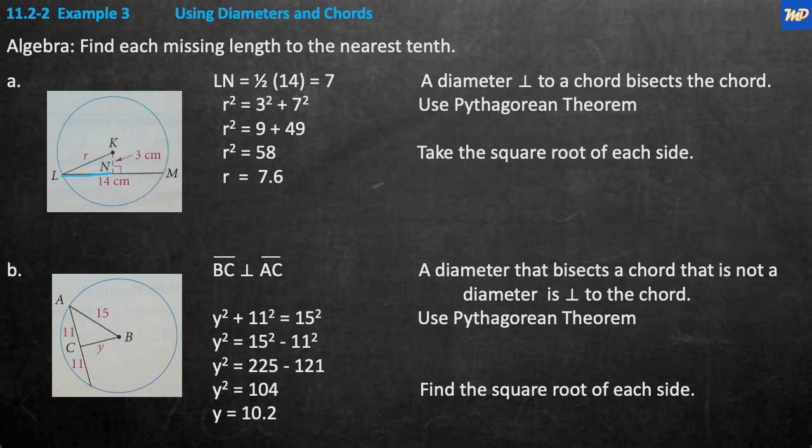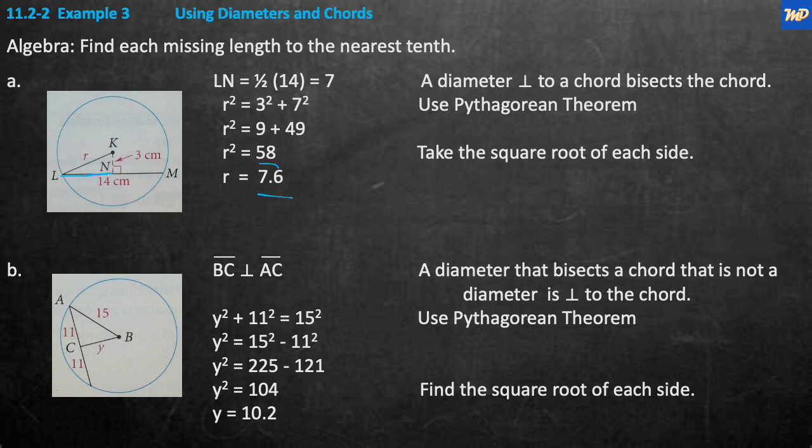And now we can use the Pythagorean theorem, which says R squared, since we're looking for the hypotenuse. R is the hypotenuse, the side opposite the 90-degree angle, and it is equal to 3 squared plus 7 squared. So R squared is equal to 9 plus 49. R squared then is equal to 58. Taking the square root of both sides, R is approximately 7.6.